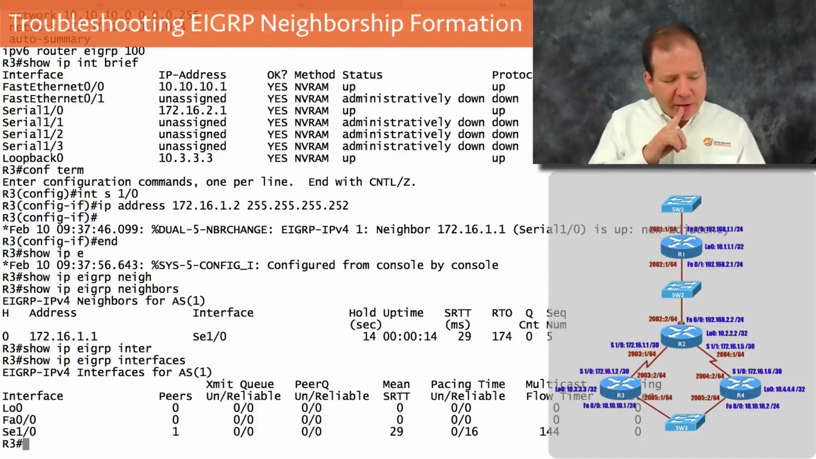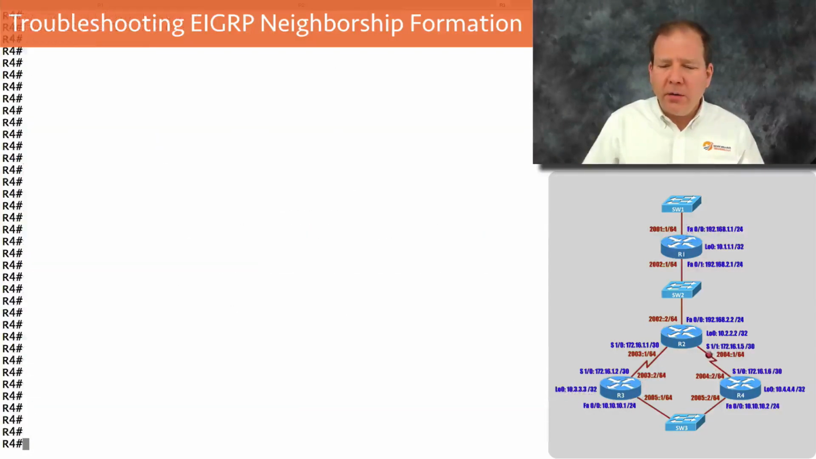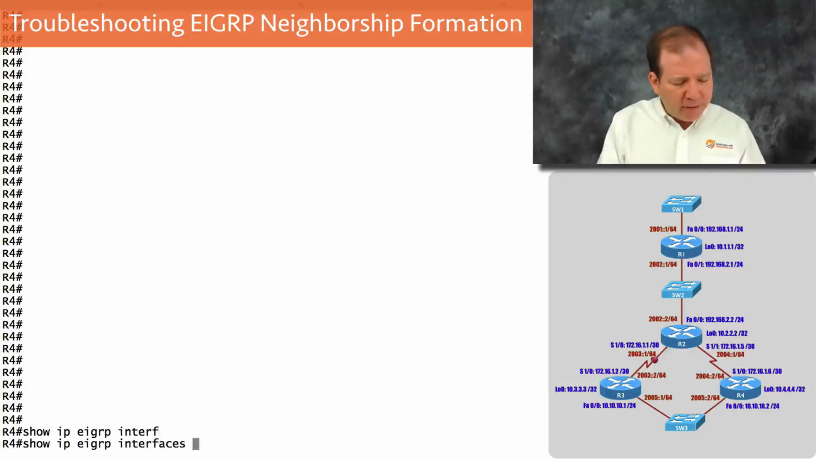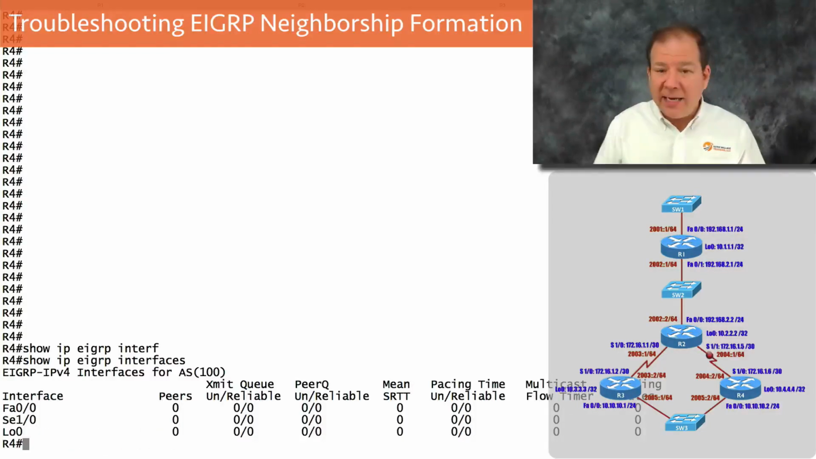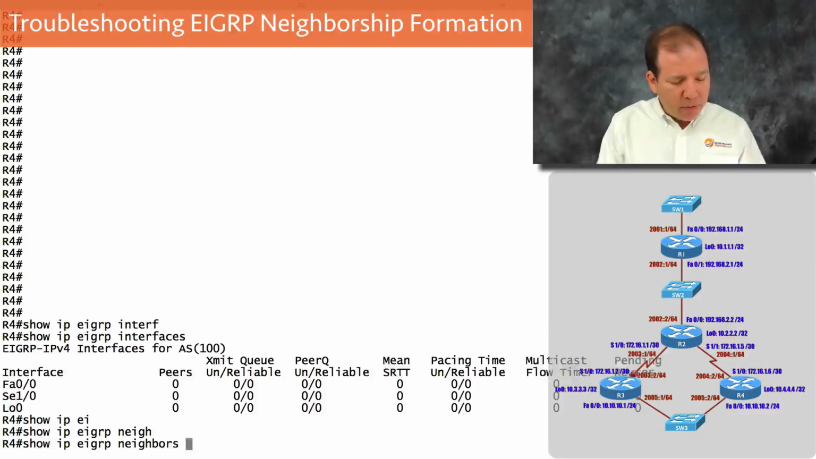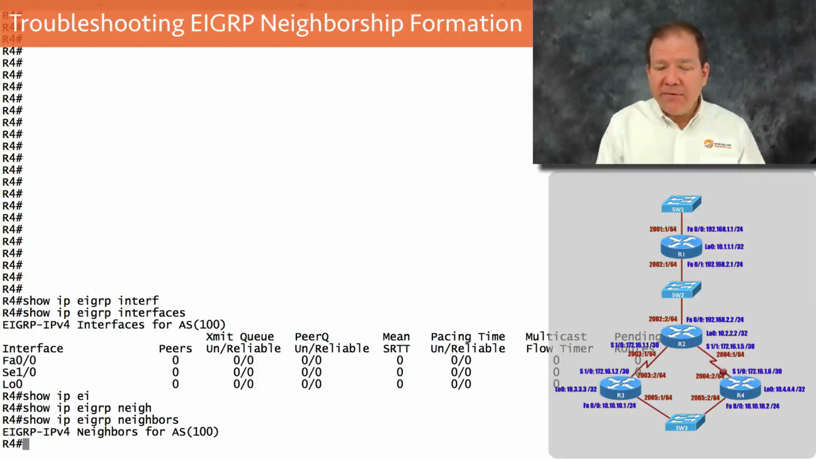But I still have an issue with R4. Neither R2 nor R3 has formed a neighborship with R4. What's going on there? Let's go to R4 and give some commands. Let's do a show IP EIGRP interfaces. Do I have interfaces participating in EIGRP? I do. All my interfaces are participating. Show IP EIGRP neighbors. Don't have any neighbors though.